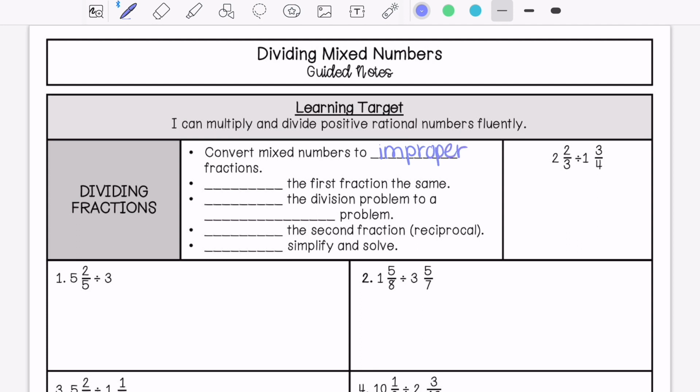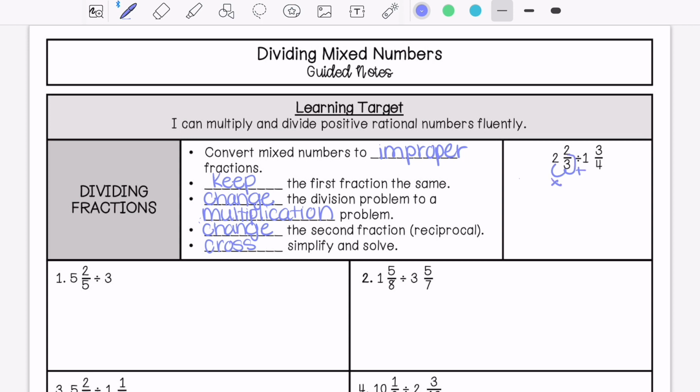Then we will keep the first fraction the same, change the division problem to a multiplication problem, and then change the second fraction to its reciprocal by flipping it, and then we will cross simplify and then solve. All right, so we are going to change 2 and 2/3 to an improper fraction.